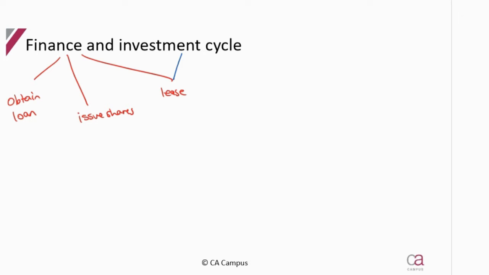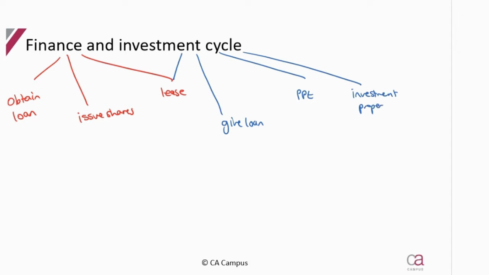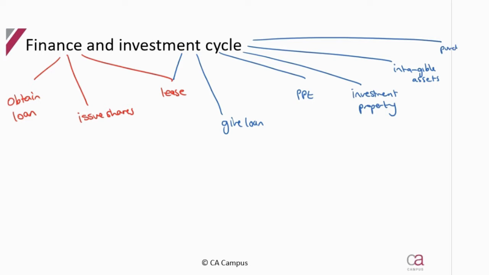So your other types of investments, they could give a loan to someone. They could have PPE, property, plant and equipment, investment property, intangible assets, or maybe they go and purchase shares. So lots of different things to consider here when we're looking at finance and investment.